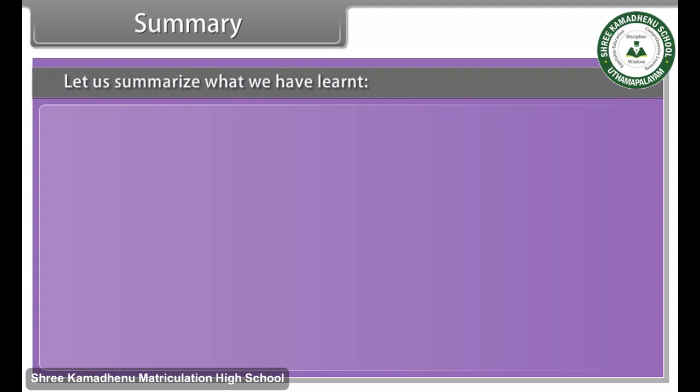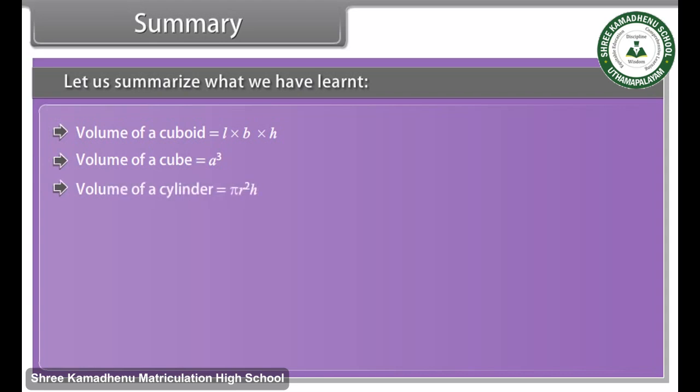Summary. Let us summarize what we have learned. Volume of a cuboid is equal to L into B into H. Volume of a cube is equal to A cube. Volume of a cylinder is equal to pi r square h. Volume of a cone is equal to 1 upon 3 pi r square h. Volume of a sphere of radius r is equal to 4 upon 3 pi r cube.